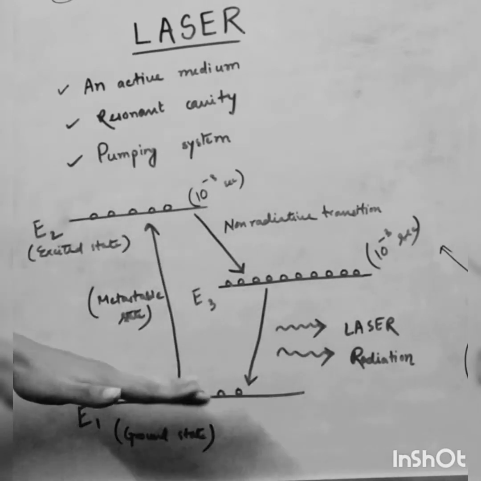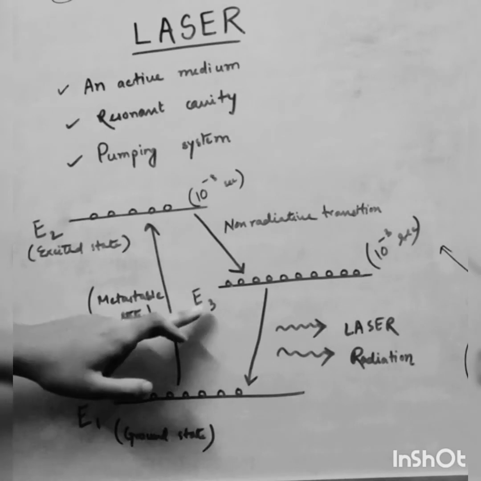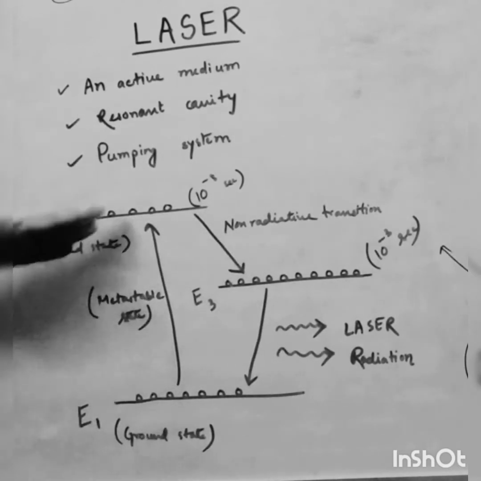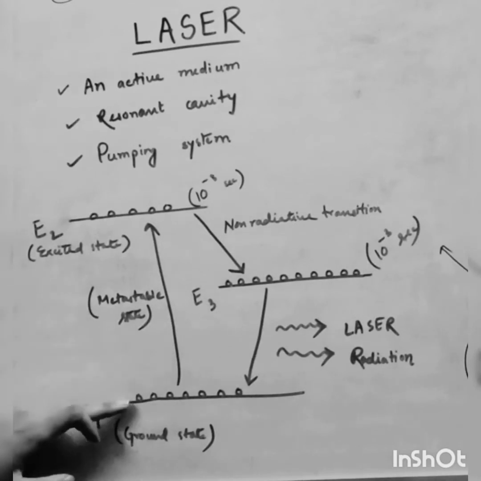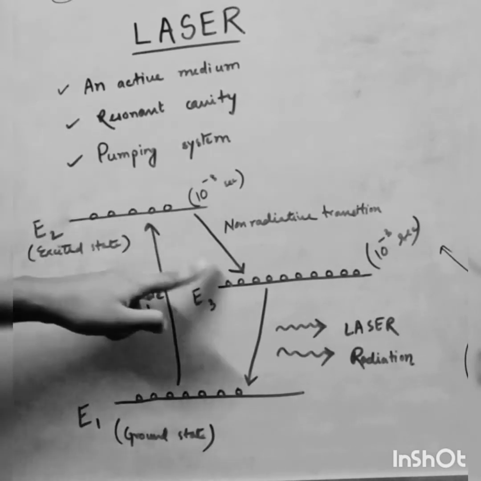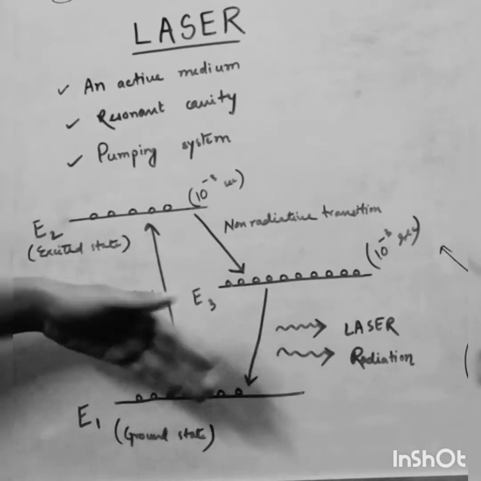On the other hand, what happens? The atoms are lifted to level 2, that is E2. The atoms are continuously lifted from E1 to E2. So the population of level 1 decreases and the population of level 3 increases. Since atoms are jumping from E1 to E2, the population of E1 is decreasing, and because the atoms excited here are coming down to E3, the population of E3 is increasing.